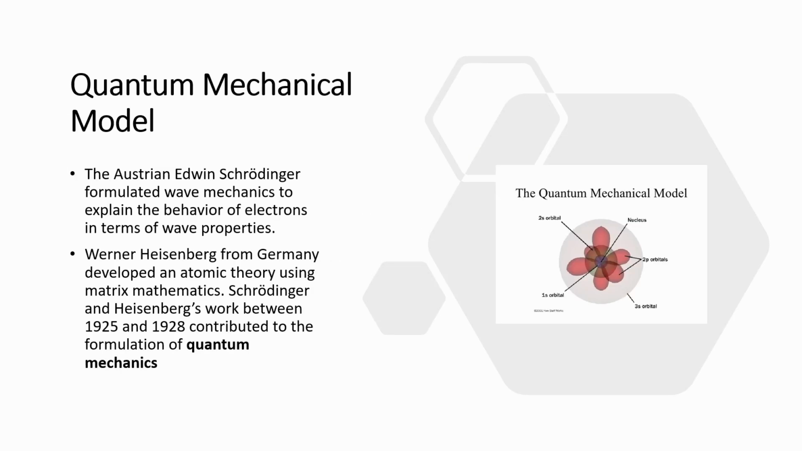The next model to be developed after Bohr's model is the quantum mechanical model. The Austrian Erwin Schrödinger formulated wave mechanics to explain the behavior of electrons in terms of wave properties. Werner Heisenberg from Germany developed an atomic theory using matrix mathematics, and Schrödinger and Heisenberg's work between 1925 and 1928 contributed to the formulation of quantum mechanics.